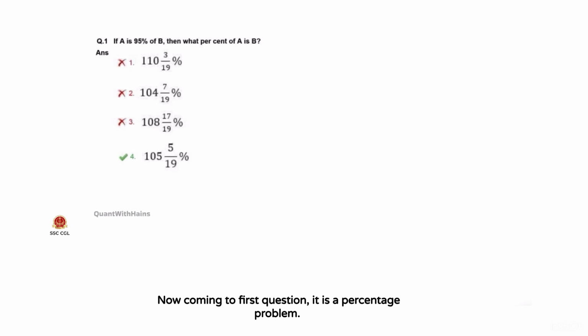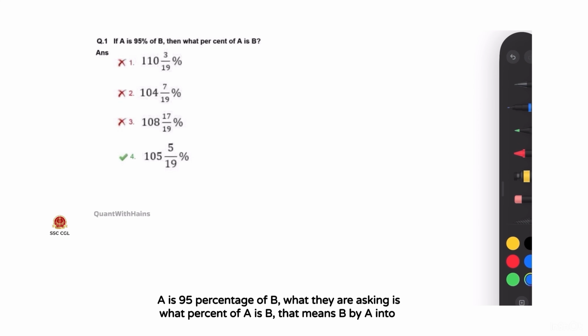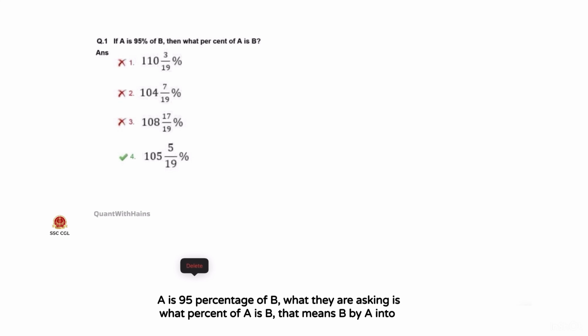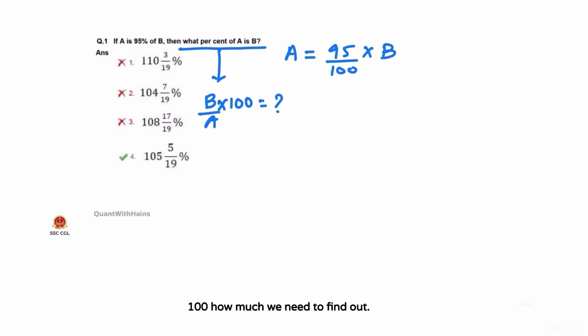Now coming to the first question, it is a percentage problem. What is the information given? That is A is 95% of B. How do we write it? A is 95% of B. What they are asking is what percent of A is B? That means B by A into 100, how much? We need to find out.